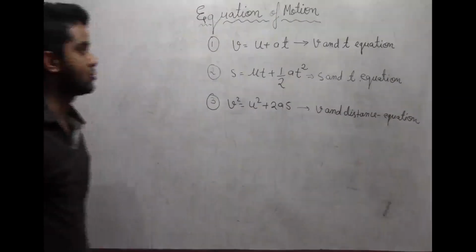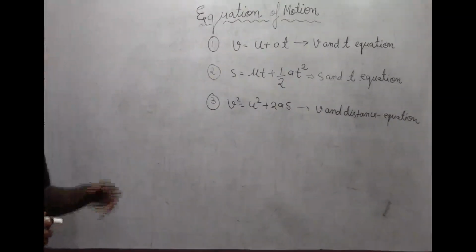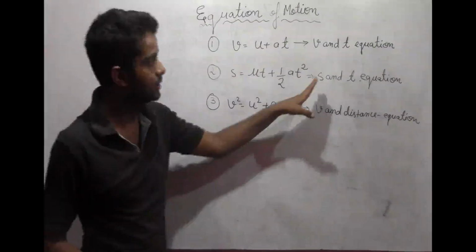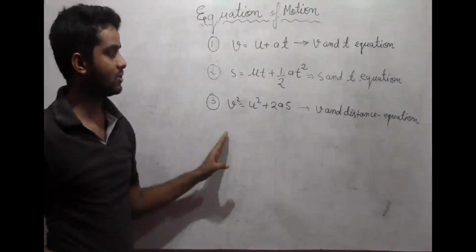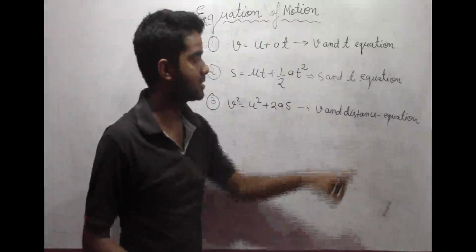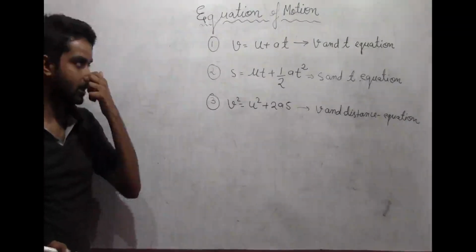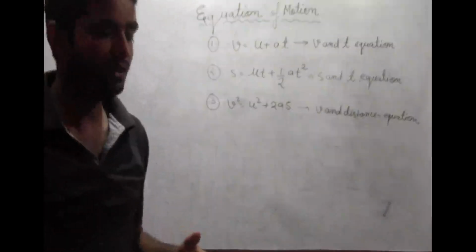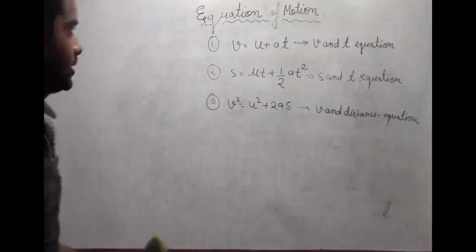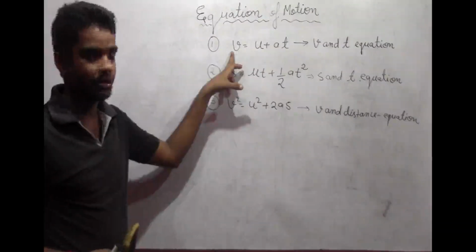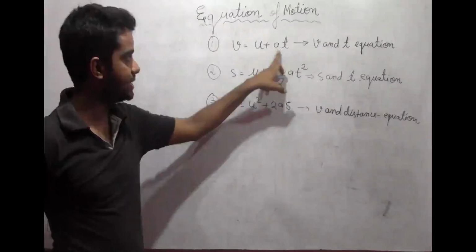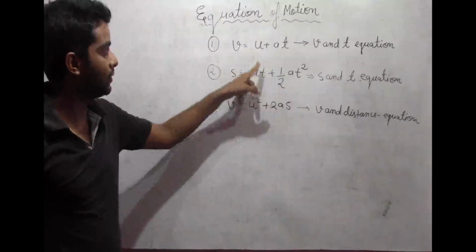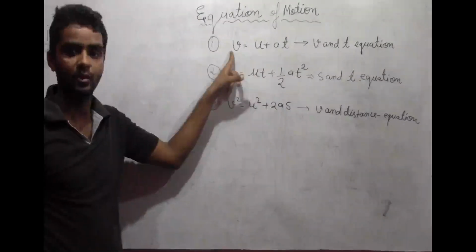In the equations of motion there are different names: the first equation is the velocity and time equation, the second is the distance and time equation, and the third is the velocity and distance equation. These are the basic three equations you will use in the kinematics part of physics. Now let us describe each equation. V is the final velocity, U is your initial velocity, A is acceleration, T is time. And what is the time? The time in which the velocity of the body changes from U to V.